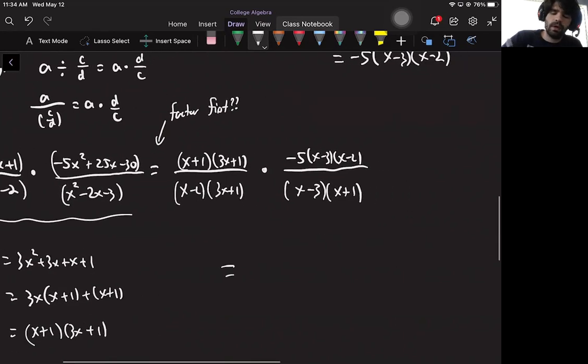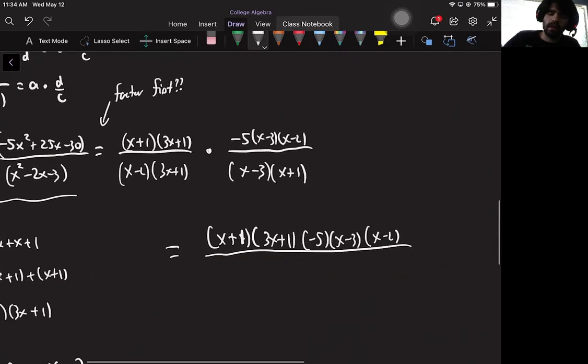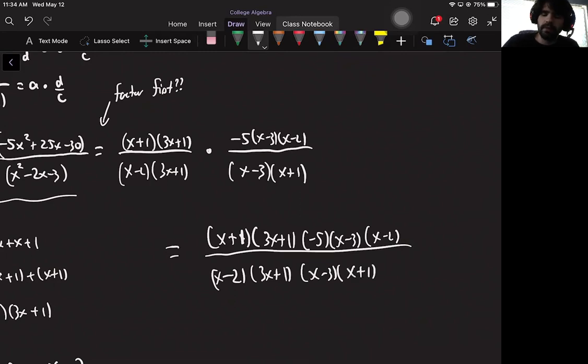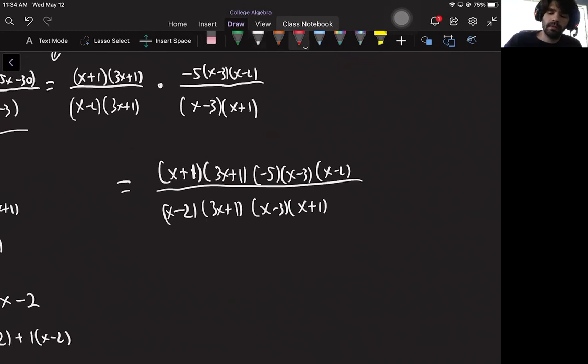So now I can multiply by just sticking everything on the top and everything on the bottom being multiplied together. And because everything is being multiplied together, I can do nice cancellations whenever I see something that's the same on the top and the bottom. That's only because everything is being multiplied together. So each factor that's the same can be canceled if you see it on the top and bottom.